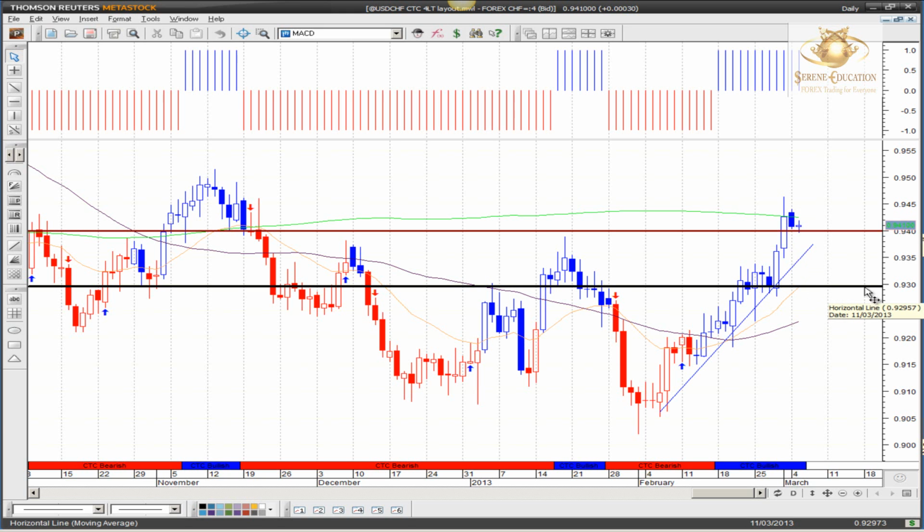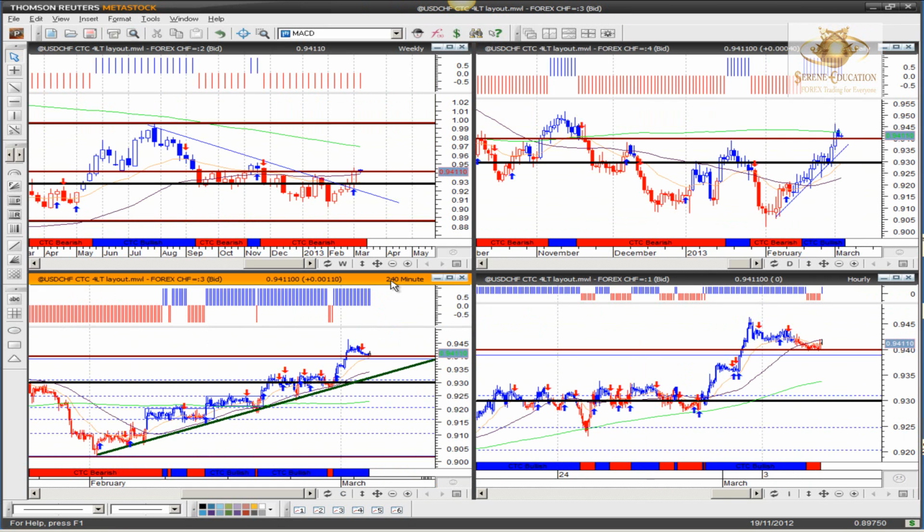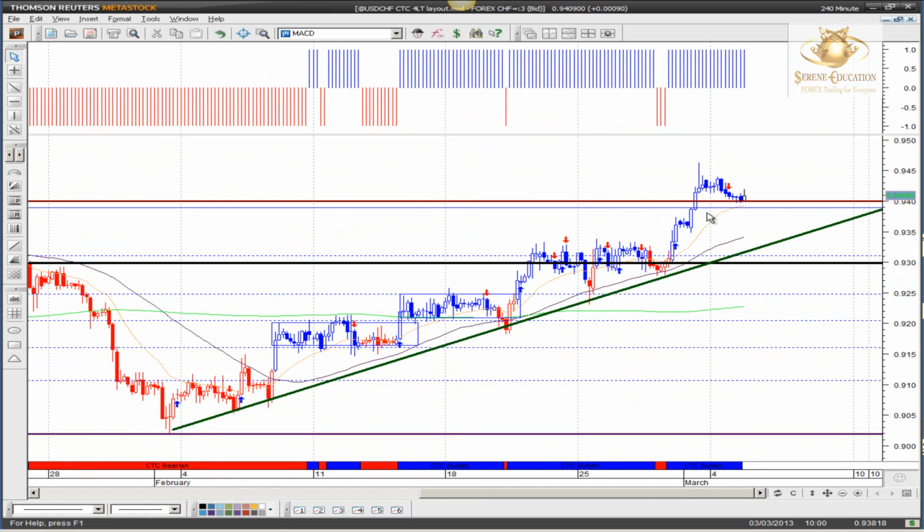Price is more likely to revert back to the downside and look at and target our weekly, monthly support and resistance levels here in the shape of the 930. So imperative that 940 remains below price as support. There we go. I've made a note of it.